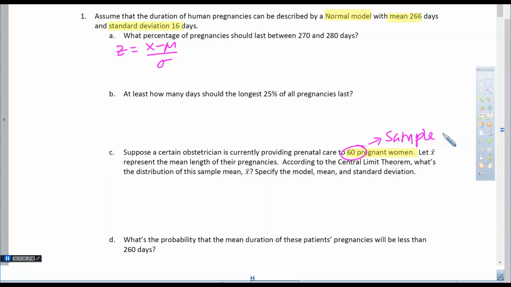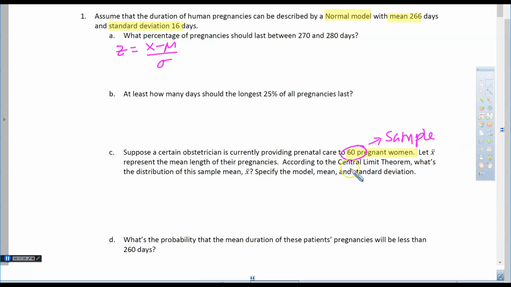So your first condition is the random sample. The doctor didn't randomly select those 60 pregnant women, but we can say that those 60 pregnant women would be a representative sample of all pregnant women. Then our second condition is, do we have a small enough sample? 60 pregnant women is definitely less than 10% of all pregnant women. And then our sample size needs to be big enough. This is a means problem, so n is greater than 30, and 60 is greater than 30.